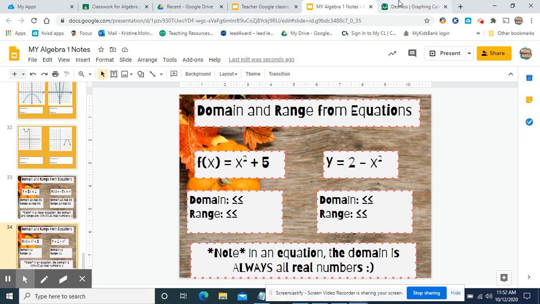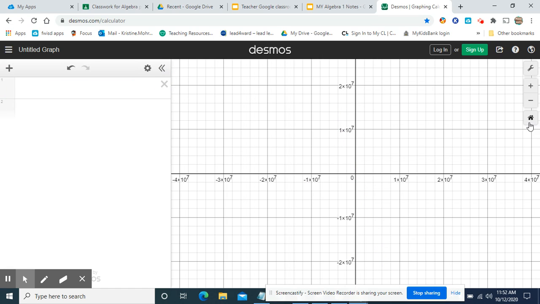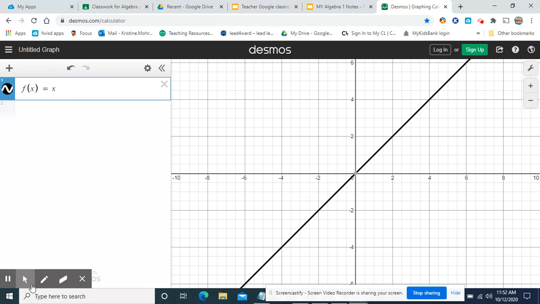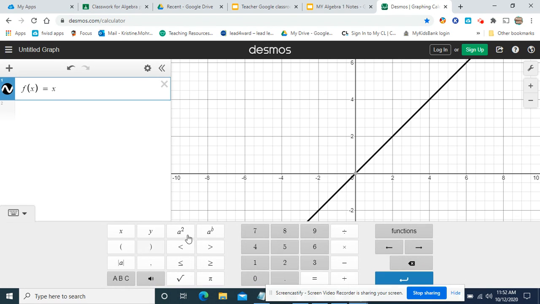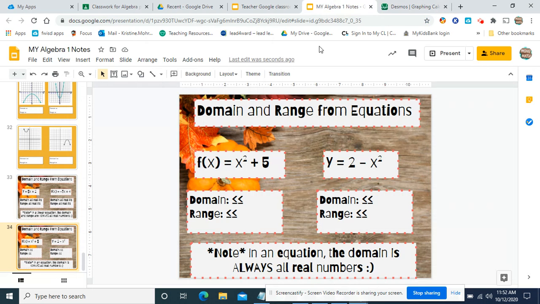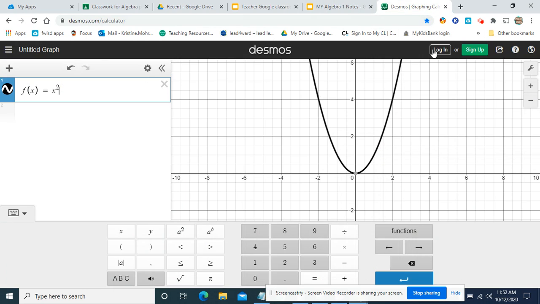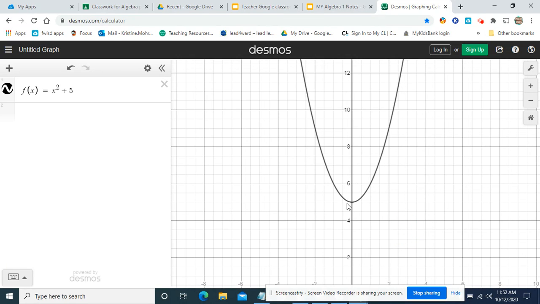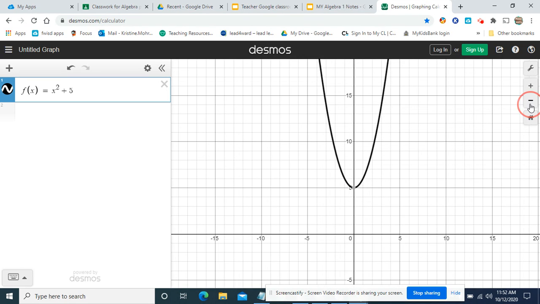So, let's go and graph it. F of x equals x squared plus 5. I'm going to close this, reset to the home. F of x equals x, and then to do the square, we hit the keypad and hit square, and then plus 5. So you can click and move your graph. That's exactly what I'm going to do. And I want to highlight the graph, but zoom out.